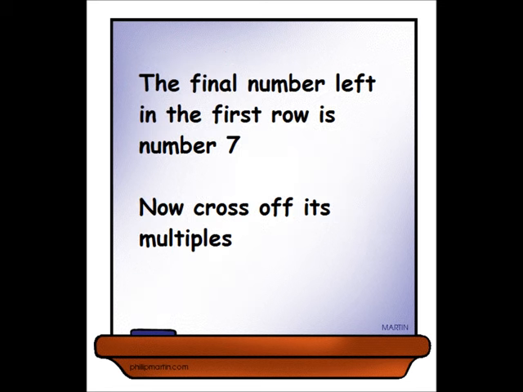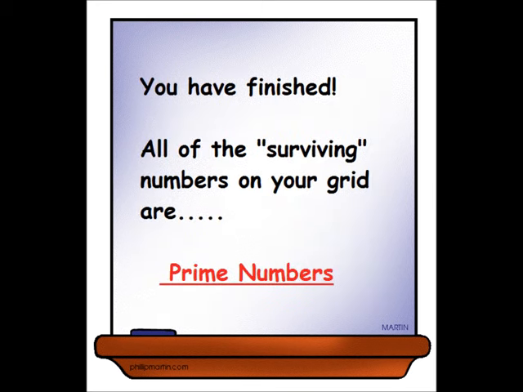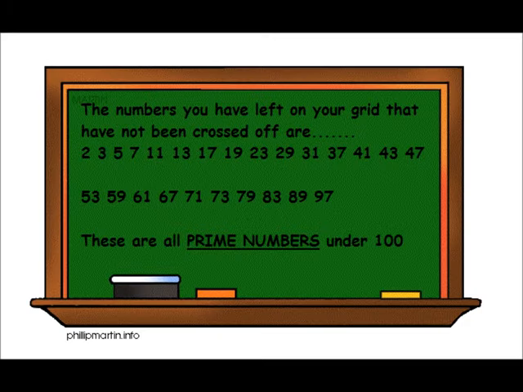The final number left on the first row is number 7. Now cross off its multiples. And you're finished. All of the surviving numbers on your grid are prime numbers. The numbers you should have left on your grid that have not been crossed off are listed here. These are all the prime numbers under 100.